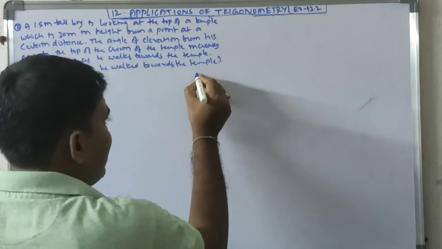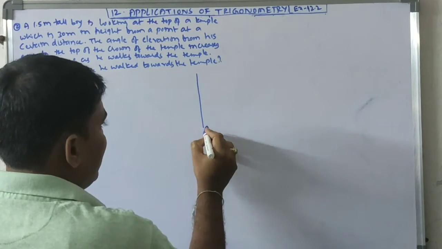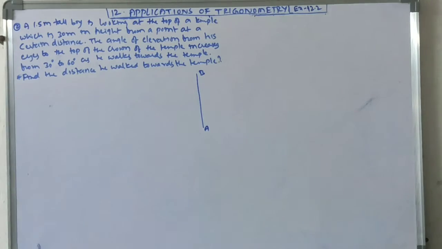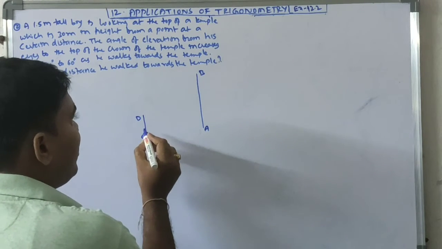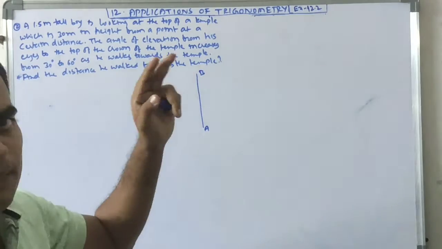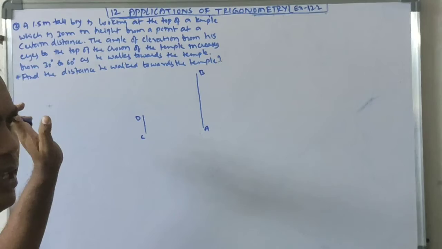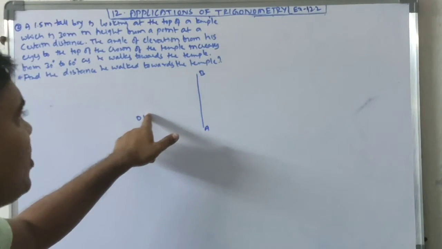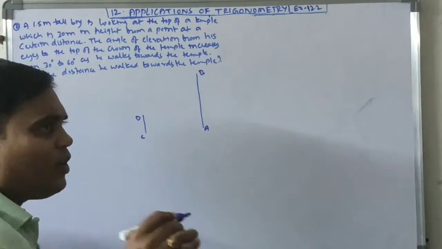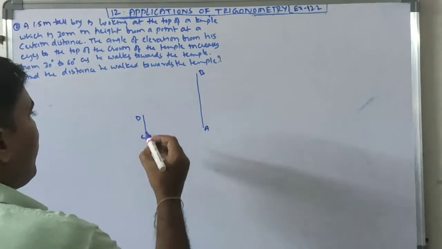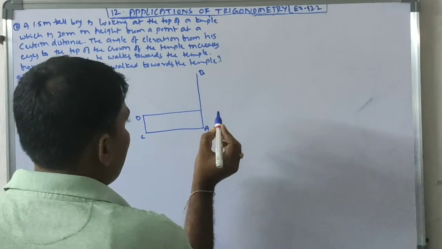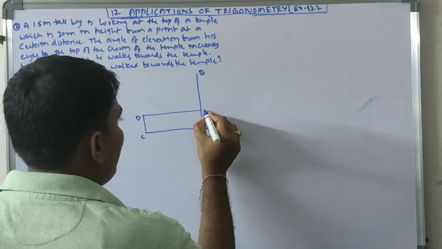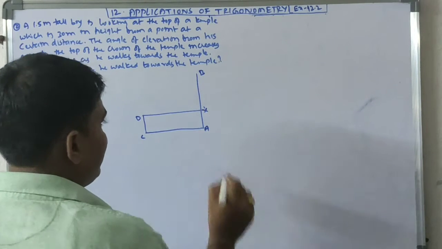So let us consider this is the temple AB. So he is observing, the person who is observing. Let us consider the height of the person is CD. The person is observing from his eye, from point D, to the crown of the temple. Crown of the temple is the top of the temple always. So I am taking horizontals first. These are horizontal. Let us consider this point as X.